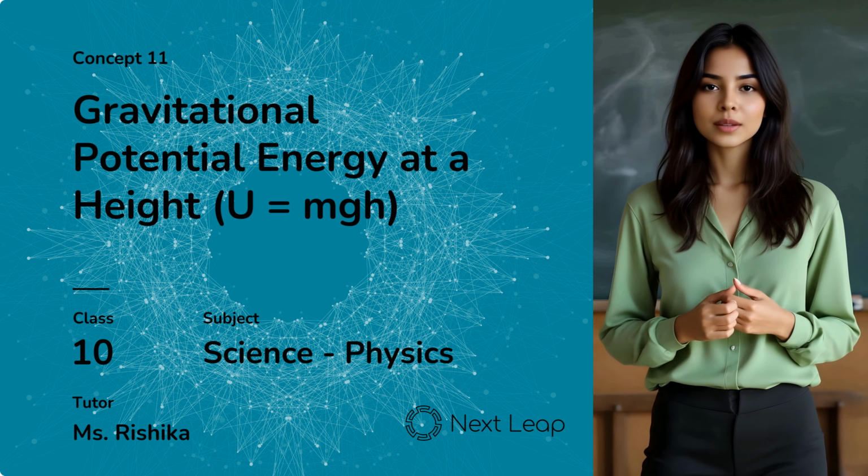Let's now define it properly. Gravitational potential energy is usually denoted by capital U. It depends on three things: the mass of the object, the height it is raised to, and the gravitational pull of Earth. We calculate it using the formula U equals m into g into h, where U is the potential energy in joules, m is the mass in kilograms, g is the gravitational acceleration, which is 9.8 meters per second squared, and h is the height in meters.